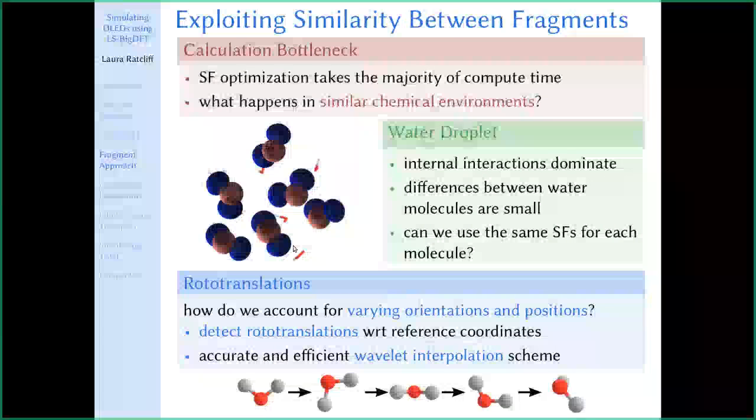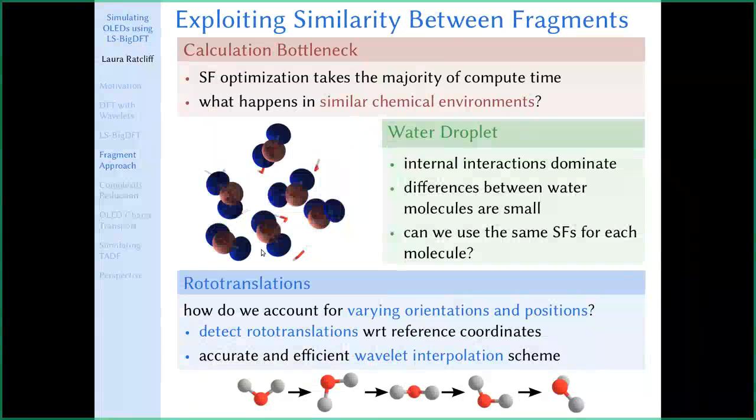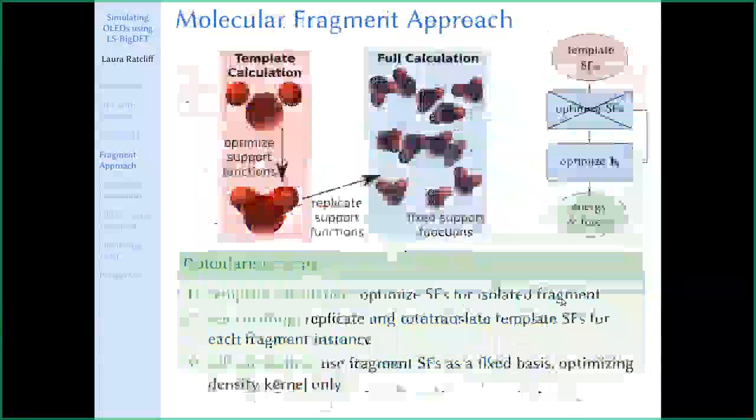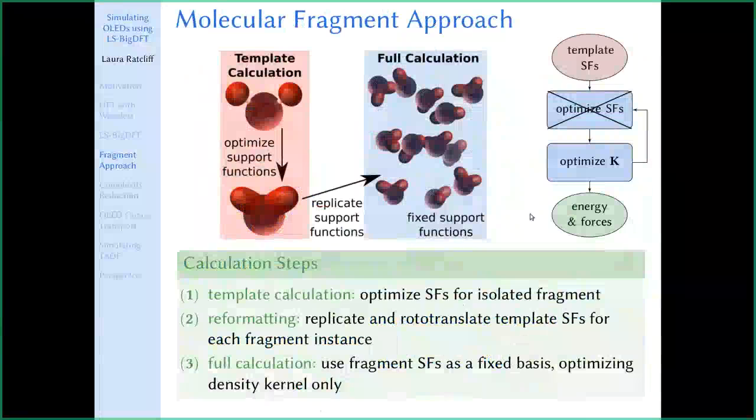There's one slight complication that of course, in a water droplet, for example, we have molecules with different orientations and positions. So we've implemented a scheme which can detect rototranslations between some reference coordinate and then apply an accurate and efficient interpolation scheme to convert support functions in one orientation to support functions in another orientation. And if we put these things together, we can define what we call a fragment approach.